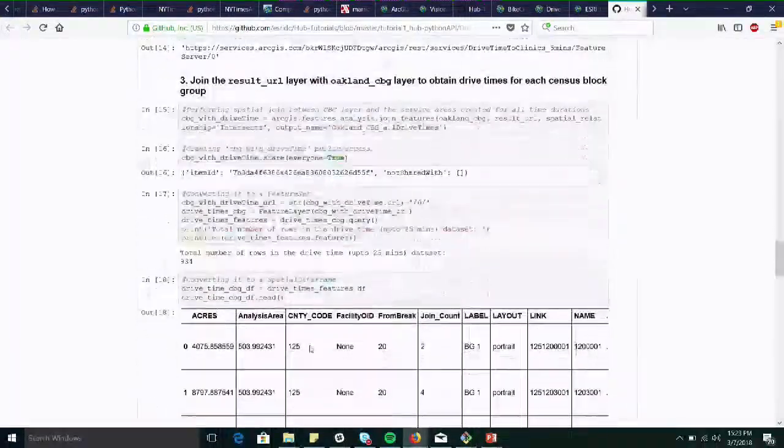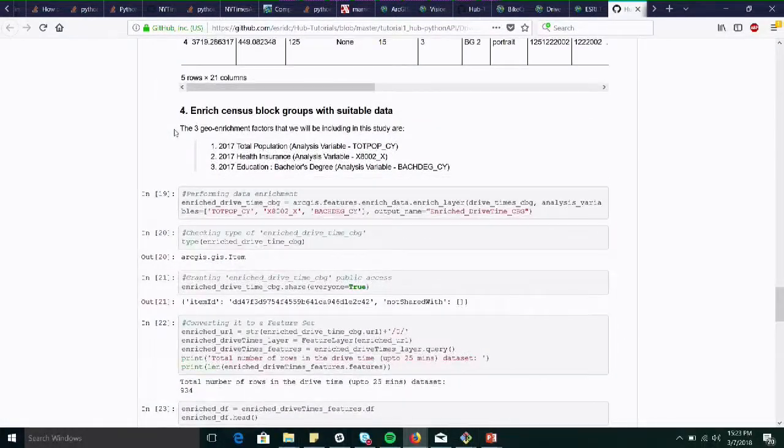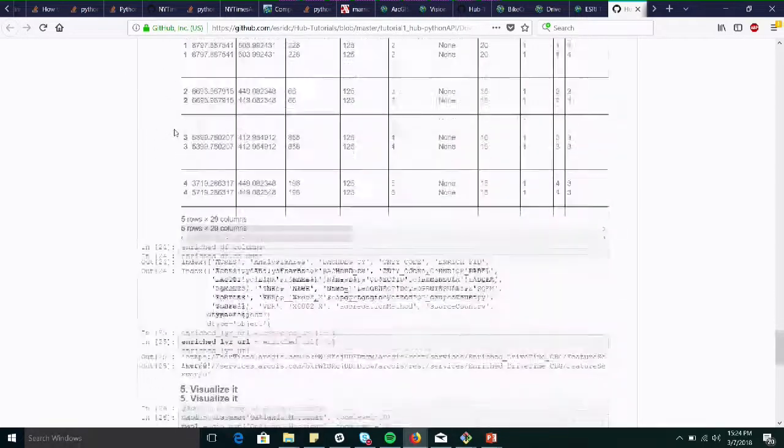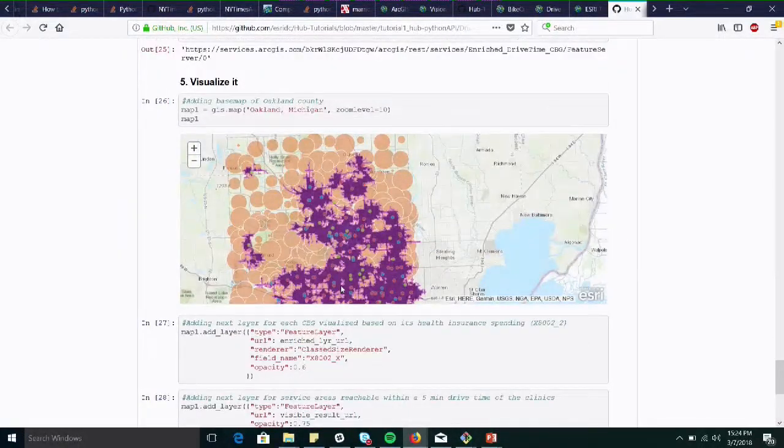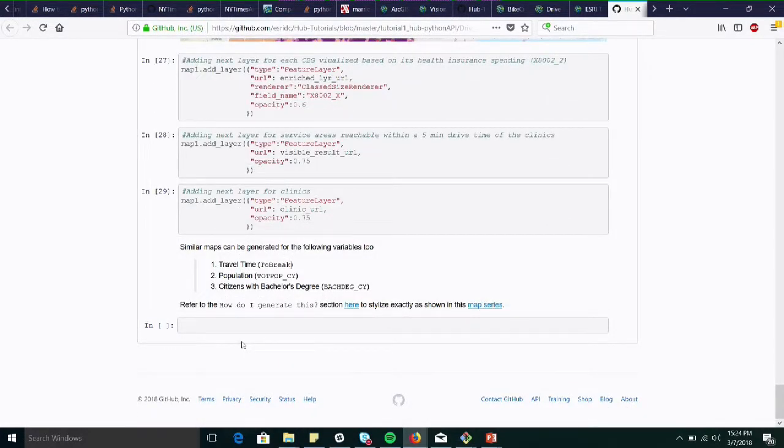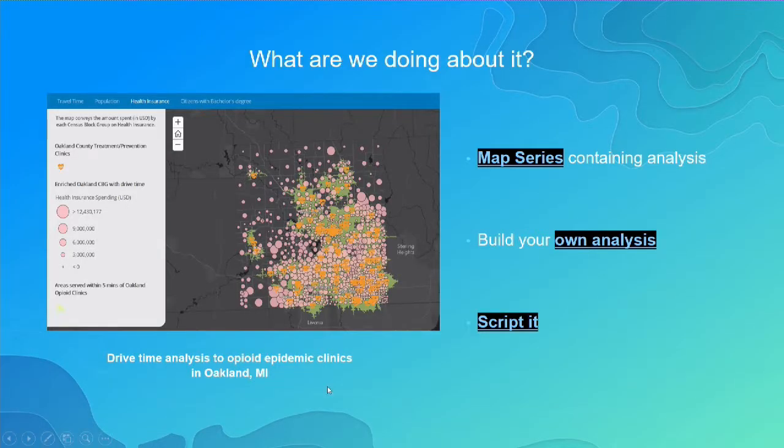analysis. Once the drive time analysis is done, you join those layers together, then enrich it with necessary data, the one that I've shown for population and the number of citizens that are educated, the health insurance spending. Having enriched the result with that, we then go ahead and visualize it just to ensure we've got what we intended to start with. Having visualized it, this is what you can do, just providing the API the URLs for your particular data sets. So we show how the opioid epidemic can be addressed using a drive time analysis.